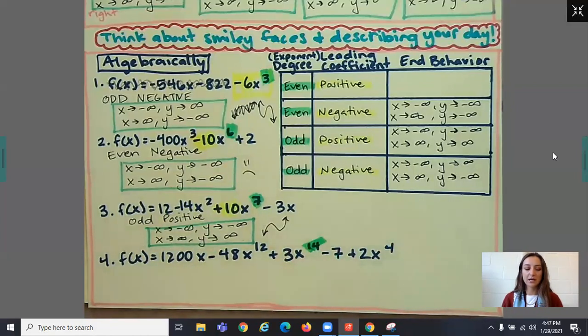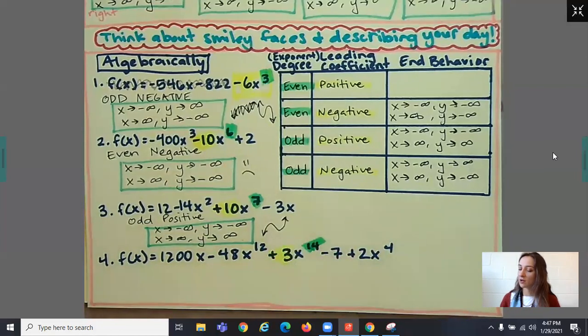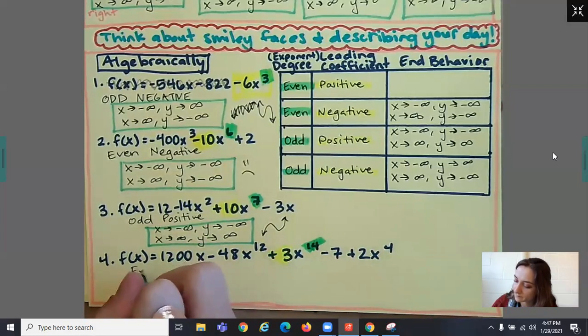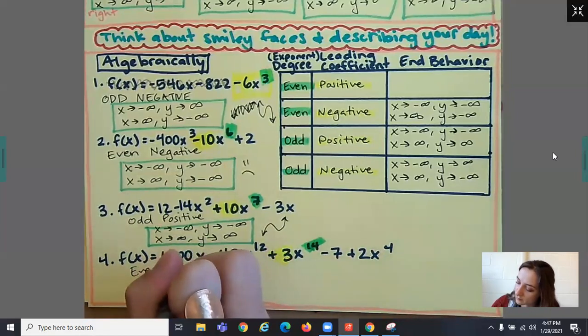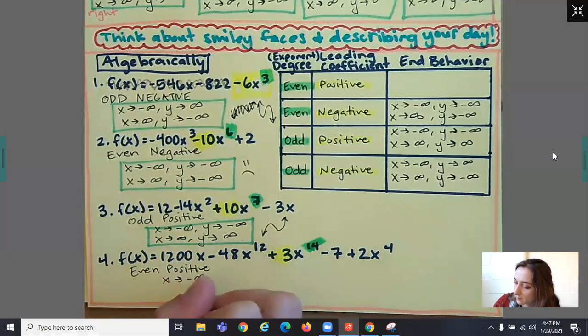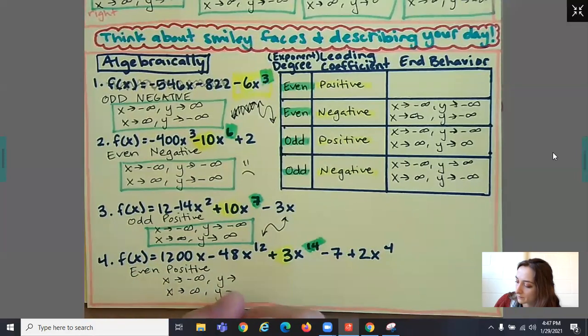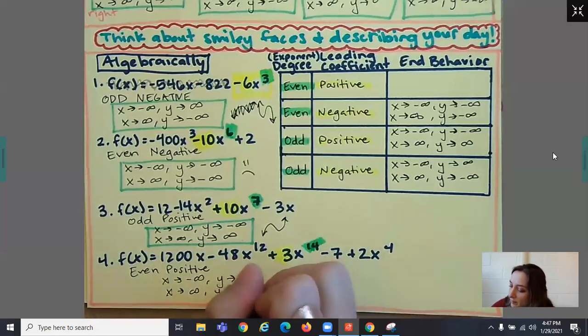All right, and the last one that we're looking at, the highest degree, I see that that is 14, and the number in front of that is positive 3. So starting off with the 14, 14 is an even number, so this is going to be even, and 3 is a positive number. So even positive, it's even, so that means both of them are going to be the same, and it's positive, so that means that both of them are going to be positive.